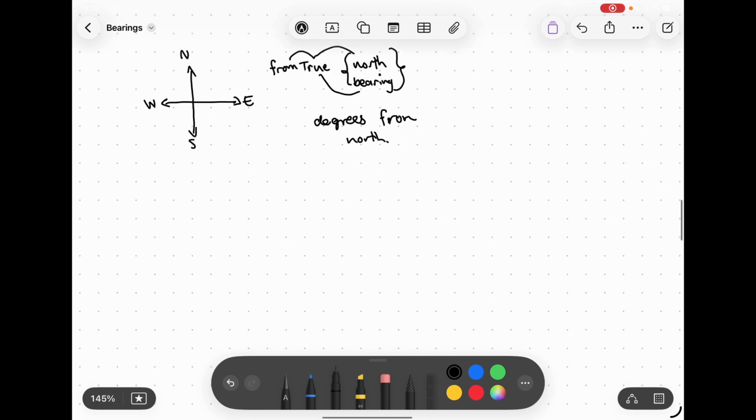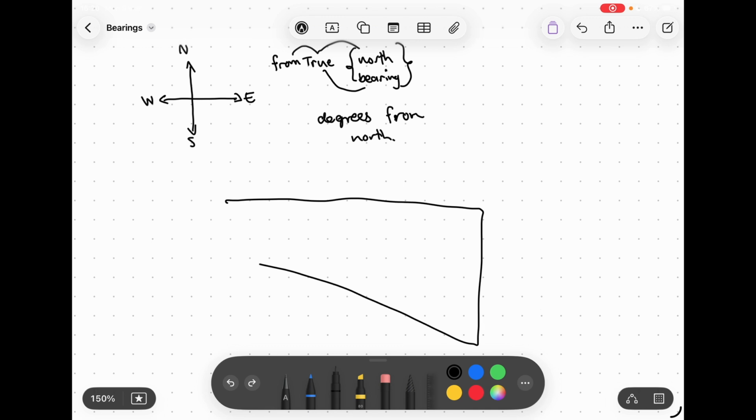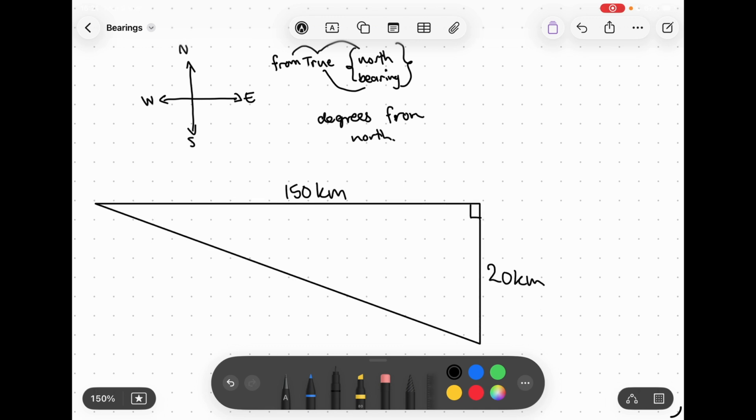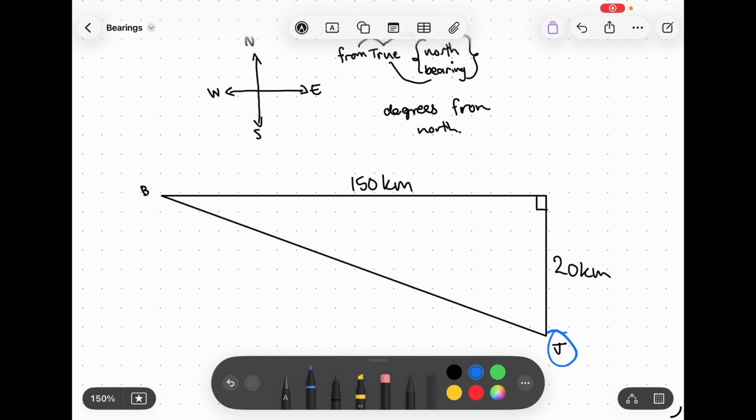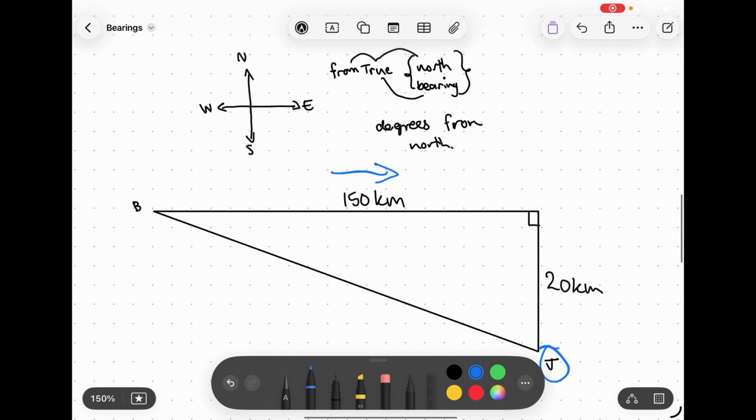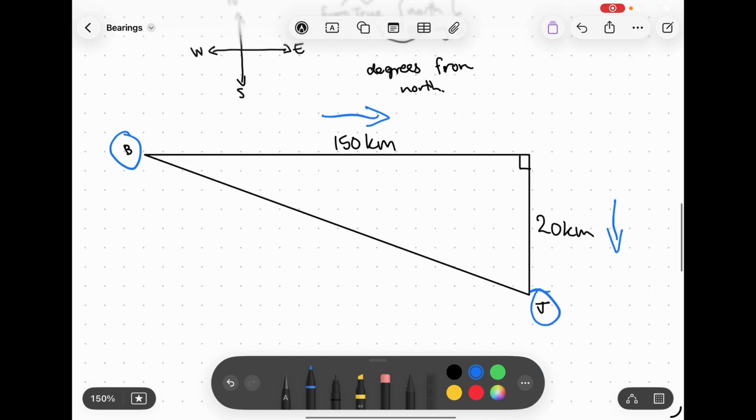So let's start with our first question. If Jack walks 150 kilometers due east, so that's going to be in this direction, and then 20 kilometers due south, what is his true bearing from his current position? So his true bearing is going to be how many degrees it is from here all the way around, because that's our north up there, until he's pointing at his base camp.